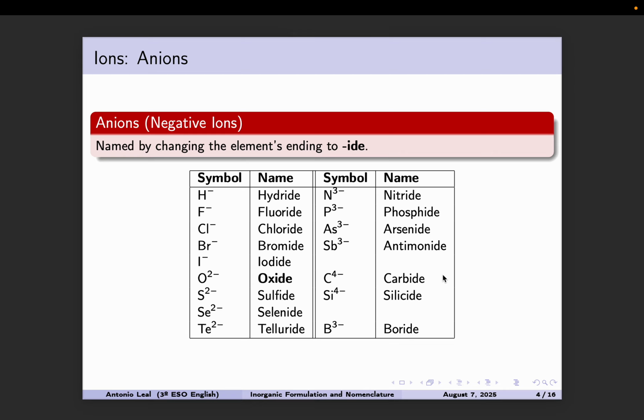Then there are anions. Anions are negative ions, ending with the suffix "ide". There you have several of the names: hydride, fluoride, chloride, bromide, iodide, oxide, that is different from the others, sulfide, selenide, telluride, nitride, phosphide, arsenide, antimonide, carbide, silicide, boride. Oxide is in bold face because it's quite important.